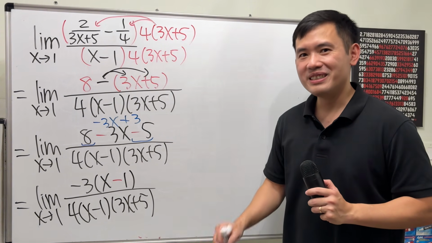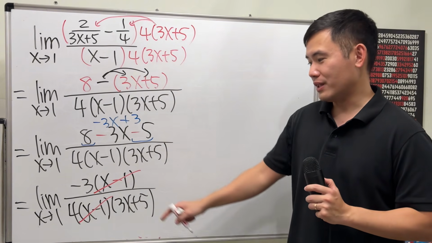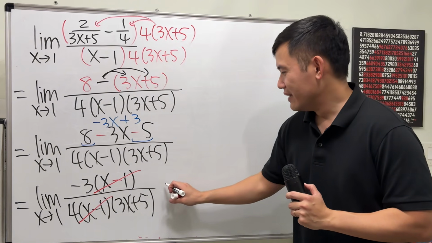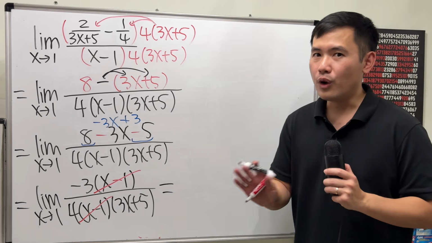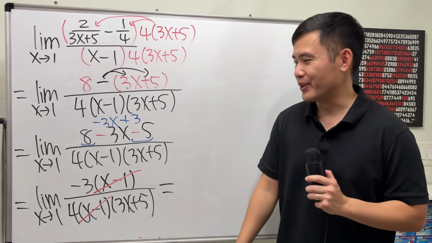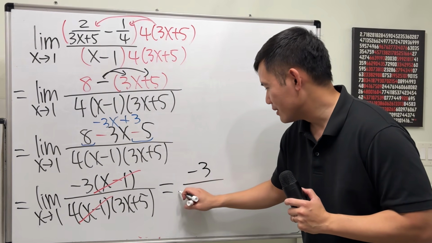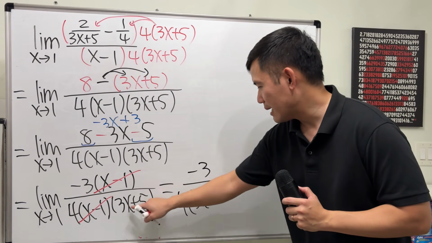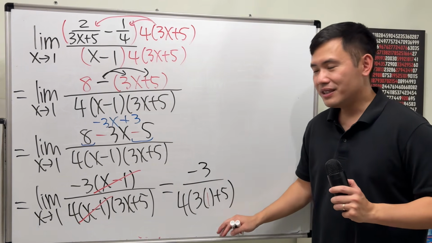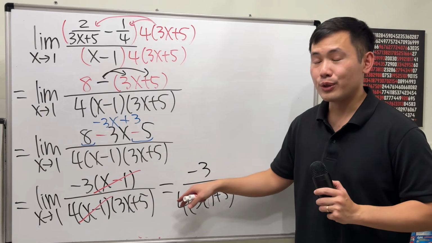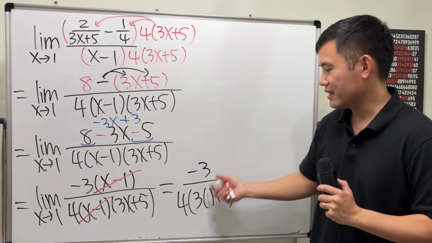What do we see? Yes, you see that the x minus 1 cancels out with the x minus 1, as I told you, right? Now, after you cancel the x minus 1, you can put a 1 into the remaining x, and you won't have the 0 over 0 situation anymore. The top is just negative 3 over the bottom is 4 times 3 times the x is 1, and then plus 5. And notice, I don't have the limit as x approaching 1 anymore, right? It's simple, because I did the limit already by plugging in.